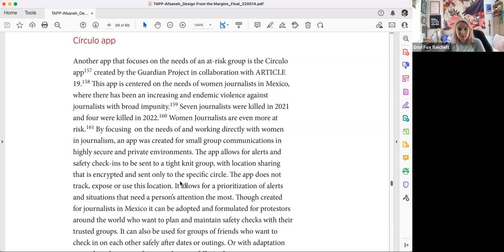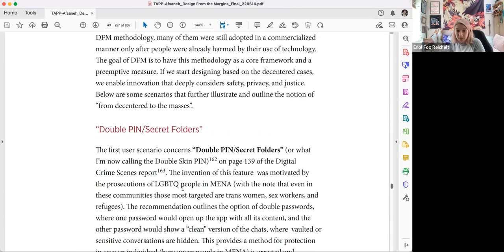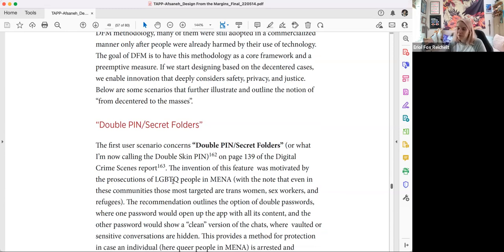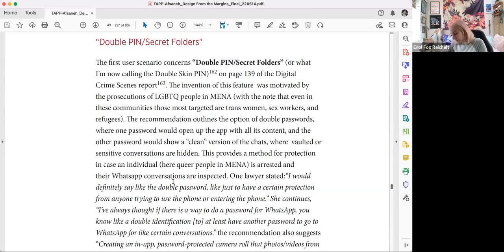They're great. The next one is a fantastic idea about double PIN secret folders. So having two versions of the same app, where one password accesses a censored version, and another password accesses a version with more sensitive conversations or data. But then it made me think, with all of these different things that are meant to help protect vulnerable use cases, I always think about how they can be exploited. Anything built to undo harms or to protect can always be exploited maliciously in some way, shape or form.